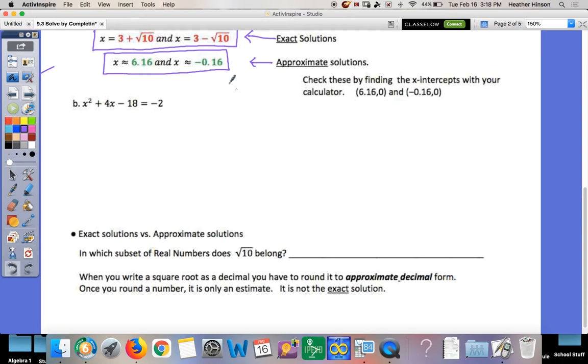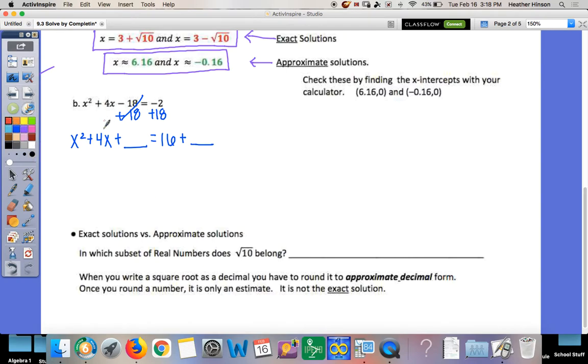So let's try this one. So this is not in vertex form, so we need to get it to vertex form. How we do that is to get rid of your bad C. So this is a minus 18, so I'm going to add it over. I'm going to leave my blank in there for my good C. Negative 2 plus 18 is 16. And I have to put a blank for my good C on that side as well.